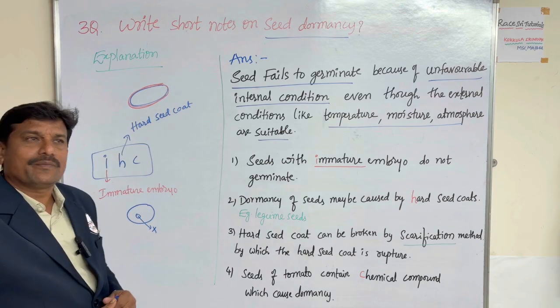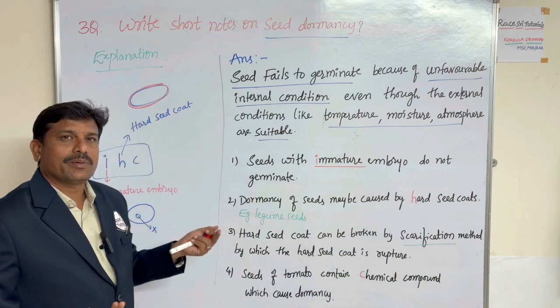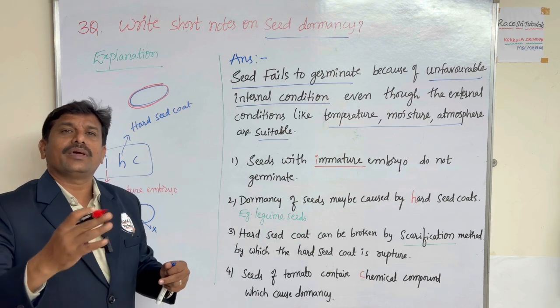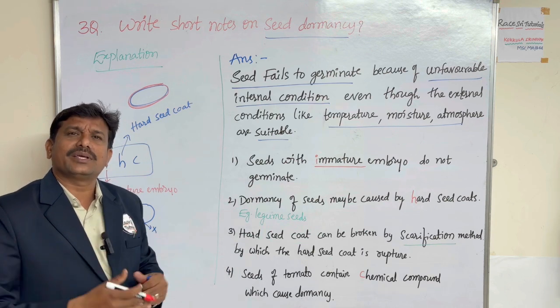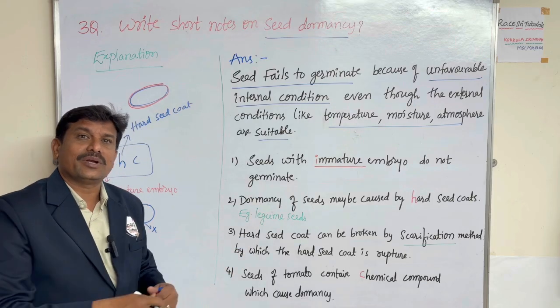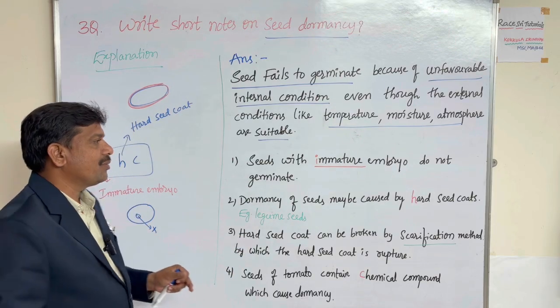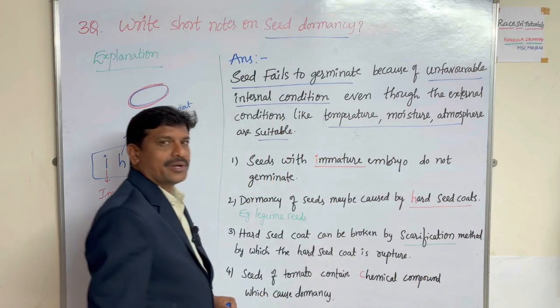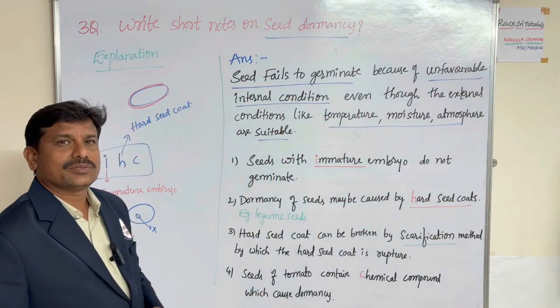What happens if we have a hard seed coat? There may not be exchange of gases, carbon dioxide and oxygen. If there is no exchange, how will the seeds germinate? That is the second reason seeds fail to germinate. So, hard seed coat.